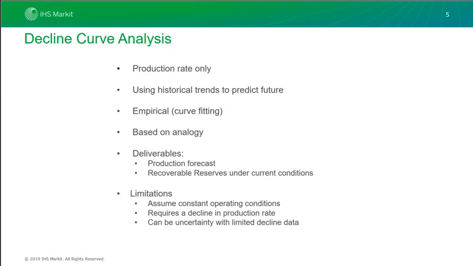There are some limitations of decline curve analysis though. We must assume constant operating conditions and boundary-dominated flow. The production rate is required to be declining. It's very difficult to conduct a decline curve analysis when the well is in plateau. And finally, there can be some uncertainty when you don't have enough historical data to work with, so it's important to have enough data to identify a trend.